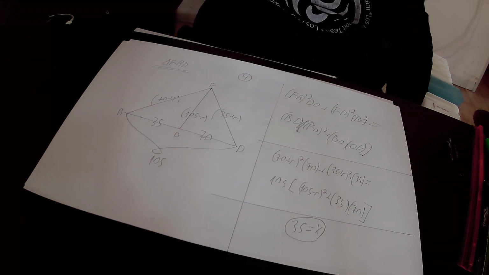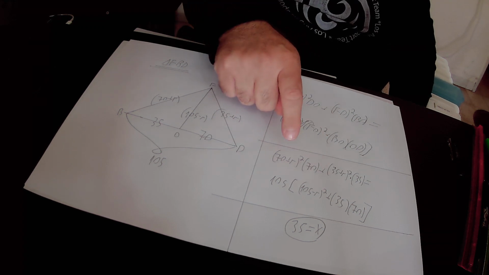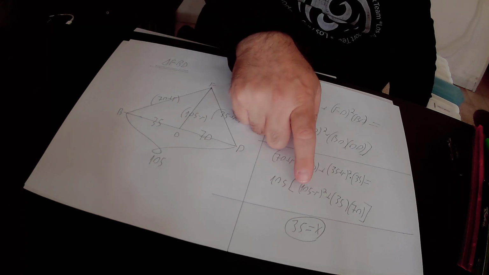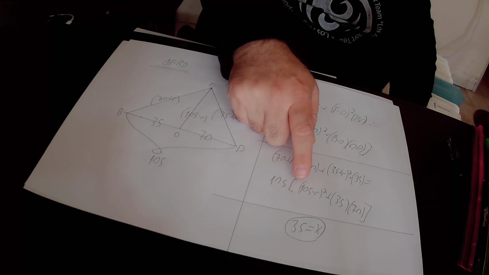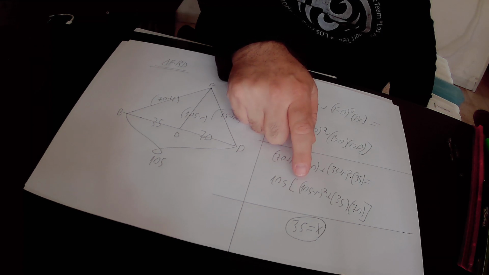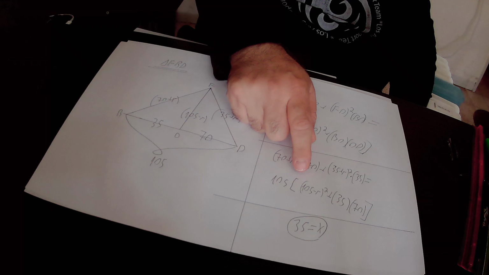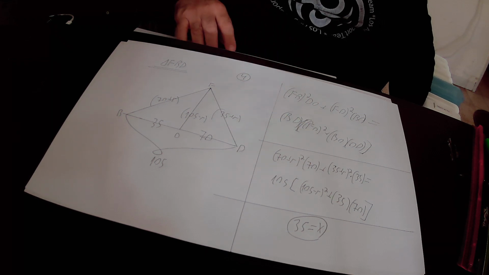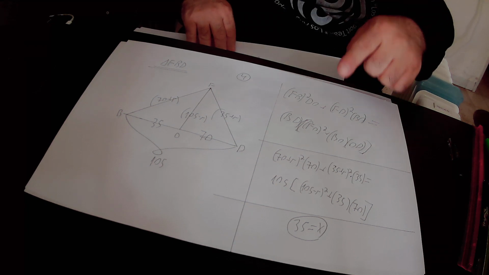In the next step, we substituted 35 by x. In this equation, we defined x equals 35, and we substituted 35, or any multiplication of 35, not by one number but by x. Okay, in this equation.